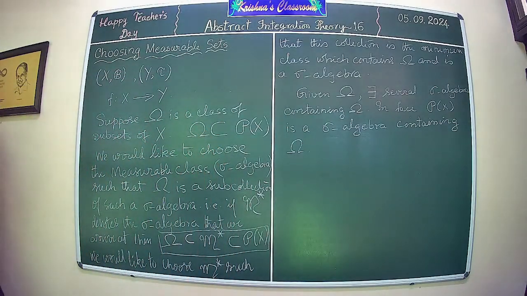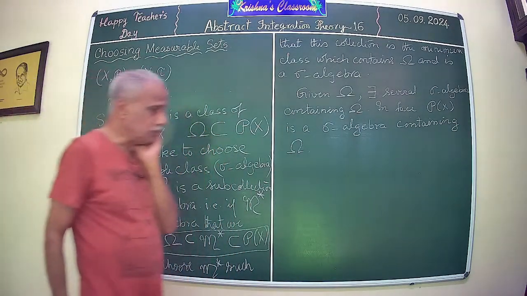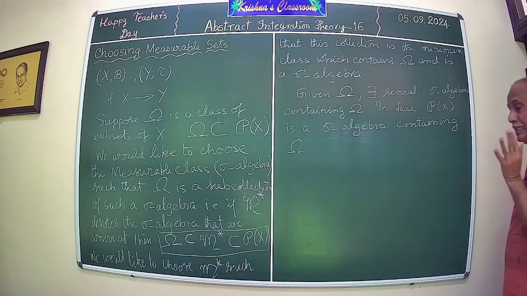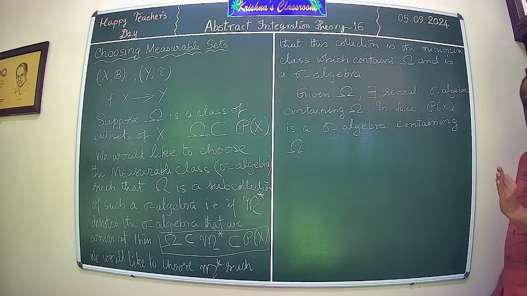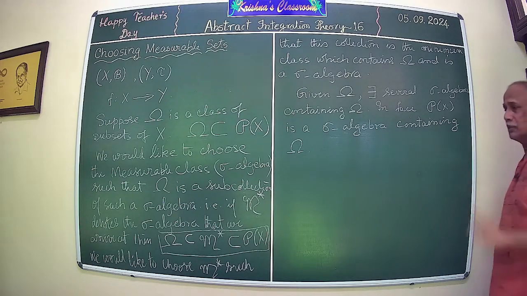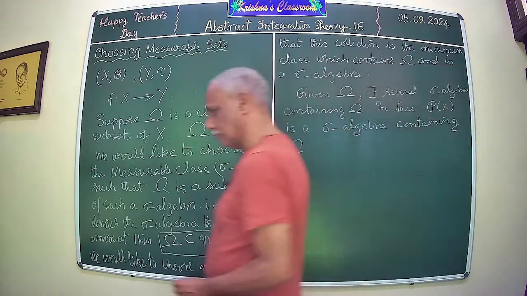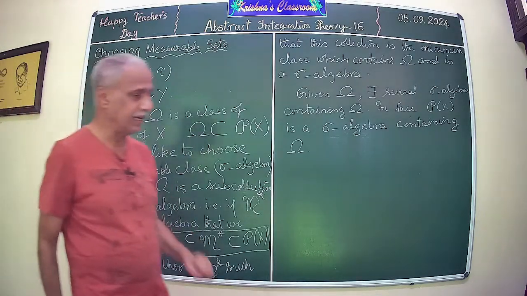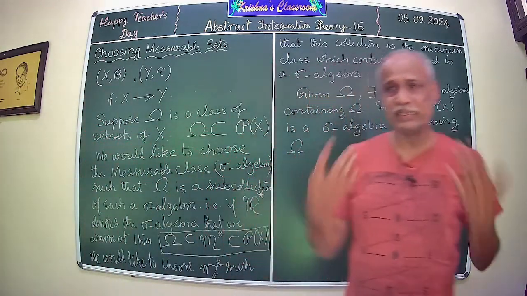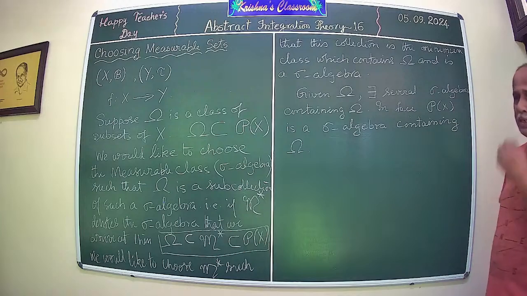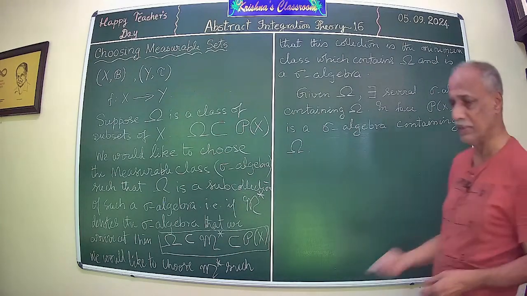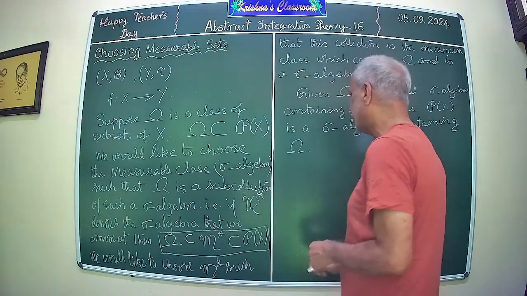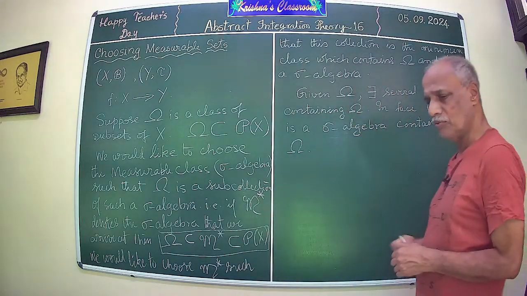Now we choose the intersection of this class and ask the following question: is this a sigma algebra? If that is a sigma algebra, that is a minimal sigma algebra, because we have already accounted for all the sigma algebras containing omega. And if you take the intersection of this class, it will become the minimal class. So this is our strategy. In fact, it works. So we have the following theorem.